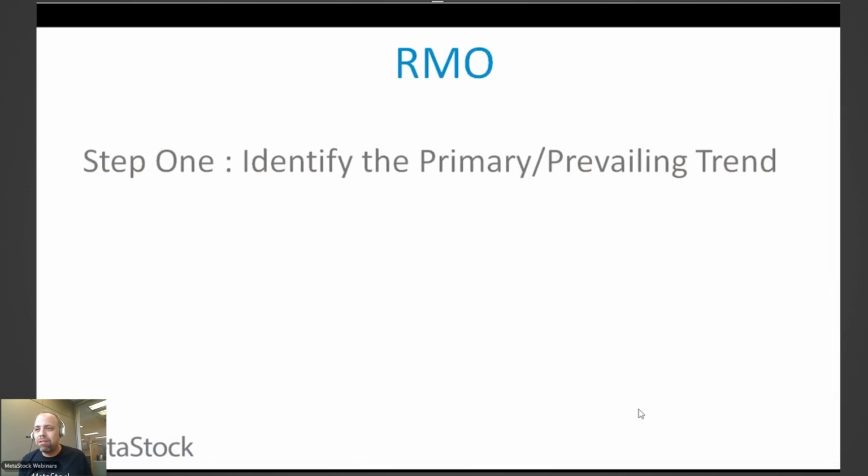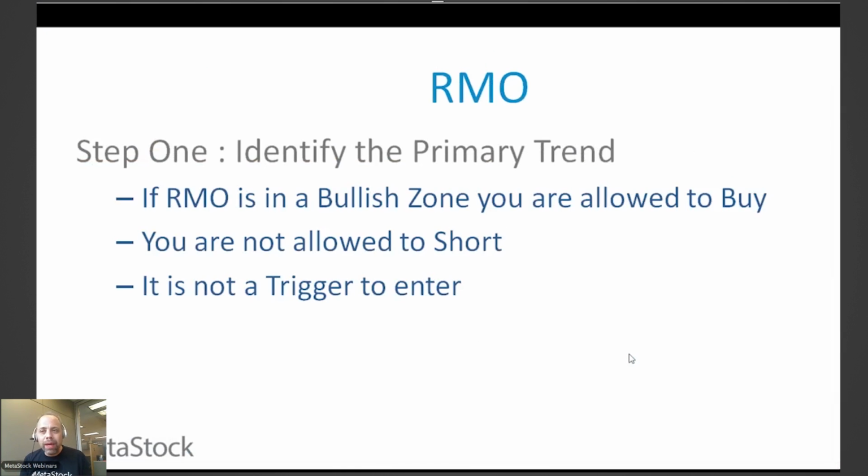So let's swap back in here. To reiterate, if the RMO is in a bullish zone, you're allowed to buy. It's not a trigger to get into the market just because it pops up above 0. Then you're going to change your bias, but you're not going to go ahead and get in the market, and you're not allowed to trade against that. Okay, so that's step 1.